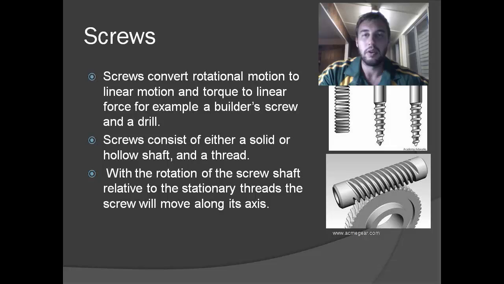Screws convert rotational motion to linear motion and torque to linear force, for example a builder's screw and a drill. Screws consist of either a solid or hollow shaft and a thread. With the rotation of the screw shaft relative to the stationary threads, the screw will move along its axis.